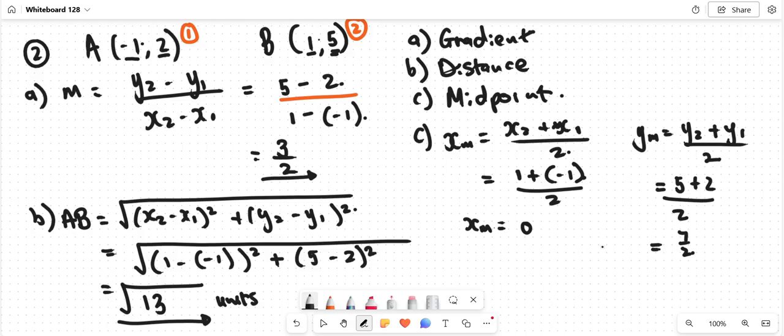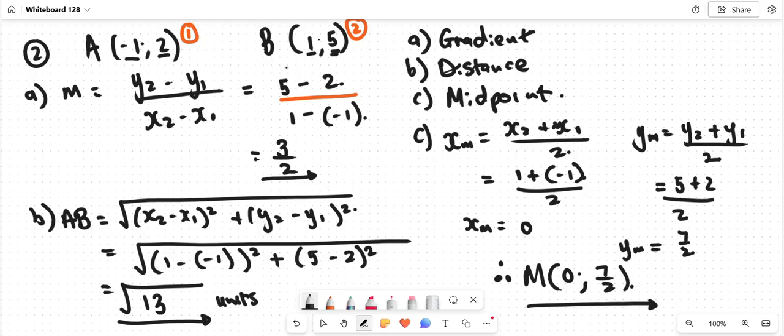All right, and so what does that mean? It means therefore the coordinates of the midpoint is (0, 7/2). And there we go. Very easy. I hope you guys are seeing how this is happening. Again, you just need to know your formula, substitute into your formula, and get your answer.